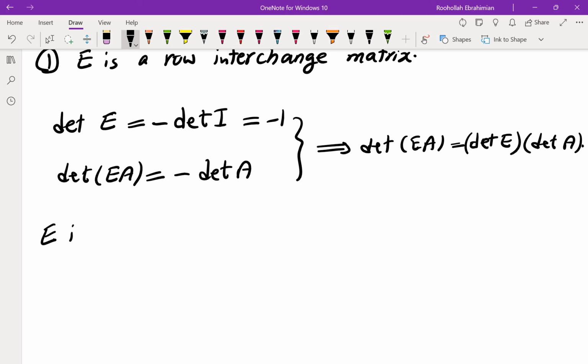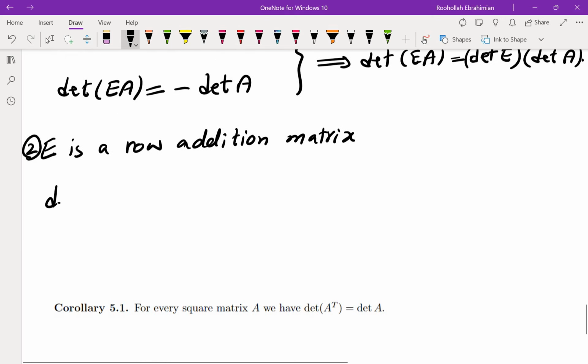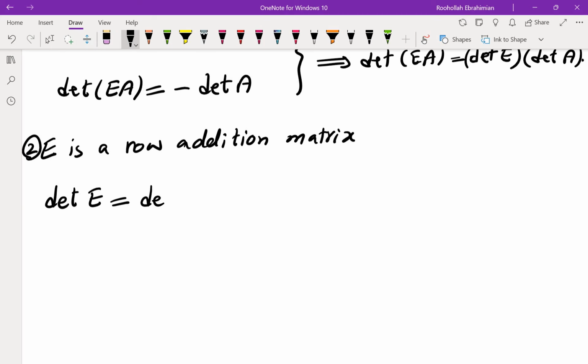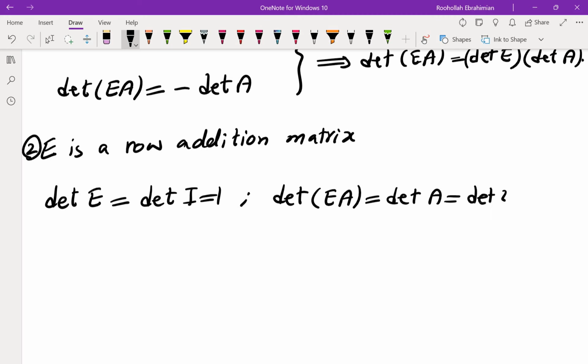Now, what if E is a row addition matrix? This is the second case. So what is the determinant of a row addition? For the determinant of E, you can just do another row addition to get it to identity. So that becomes exactly the determinant of identity, which is 1. But we also know that the determinant of EA and the determinant of A are the same, because row addition doesn't change the determinant. So it is the determinant of E times the determinant of A, because the determinant of E is exactly just 1.